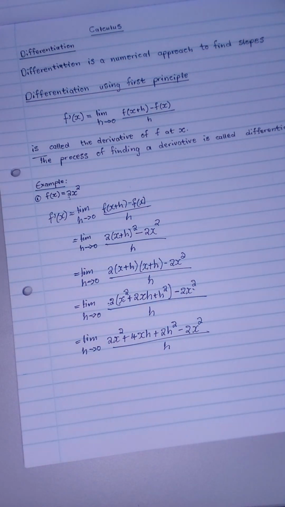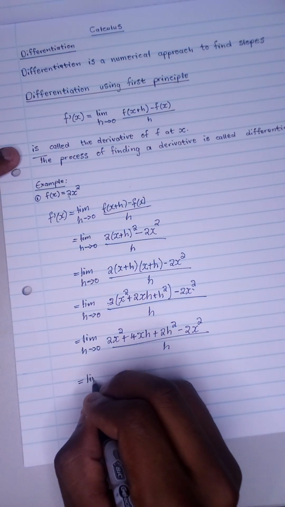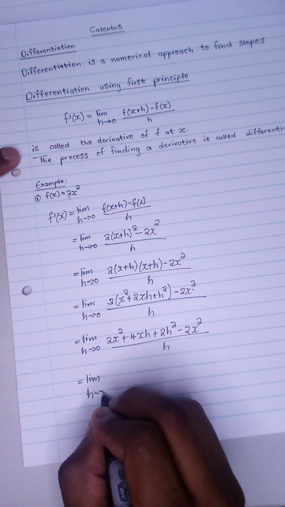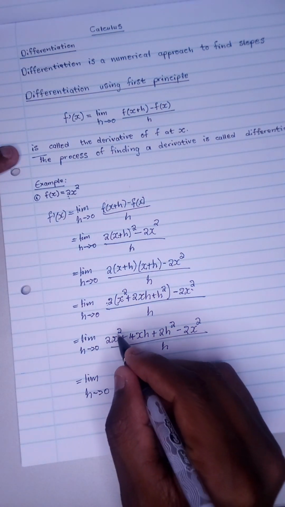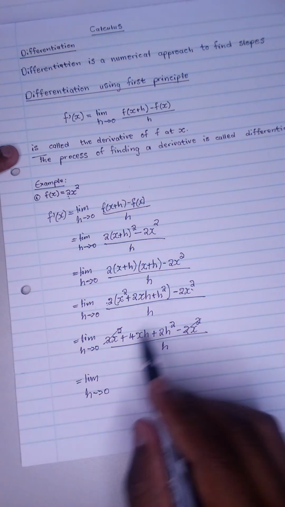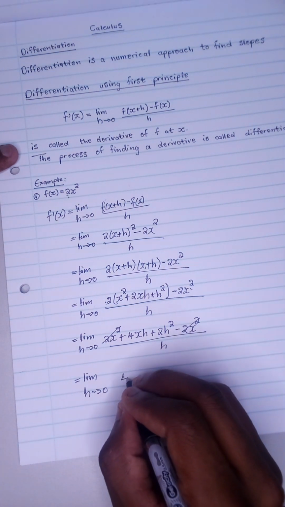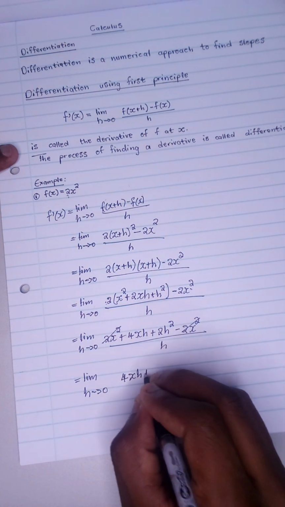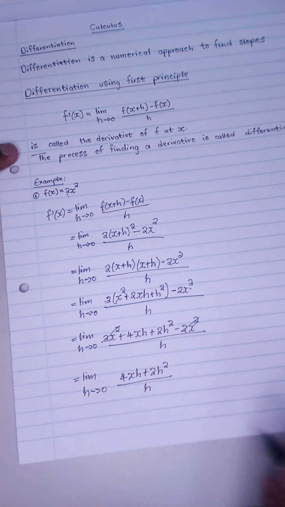Okay, I hope we are still together. Then ngiyehle again no limit wami, so ngizothi limit when h approaches u0, then ngicollect ama-like terms la. I hope uyabona ukuthi lo 2x squared lona uzominusana nalo 2x squared, then kusala u4xh plus 2h squared, so ngizoyibhala njalo, ngizothi 4xh plus 2h squared divided by h.